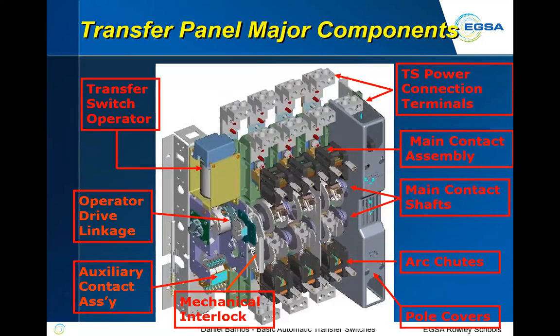To give you a better picture, when you look at this, what you'll see, looking on the left side, is a transfer switch operator that drives the operator linkage below. Okay, if this is an open transition single operator, there is a piece of bar that's connected so that the top one moves and it moves the bottom set of contacts at the same time.